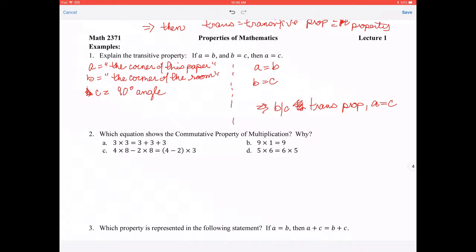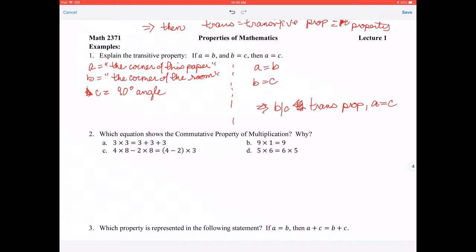I say A equals B. I assign A and B some values. I say B equals C, assigning B and C some values. Then I say that by the transitive property, I know that because A equals B and B equals C, then I know that A equals C.